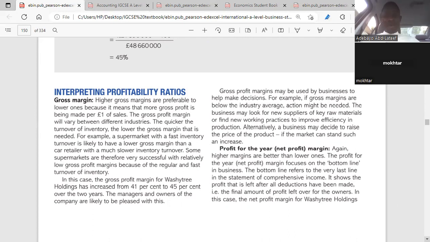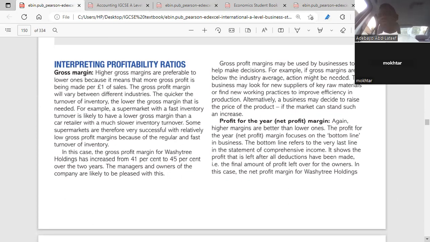Then for the net profit margin, which is the same as net profit before tax, I wrote: net profit margin focuses on the bottom line of the business. And when you talk about the bottom line of the business, this implies that it shows the profit that is left after all deductions have been made.